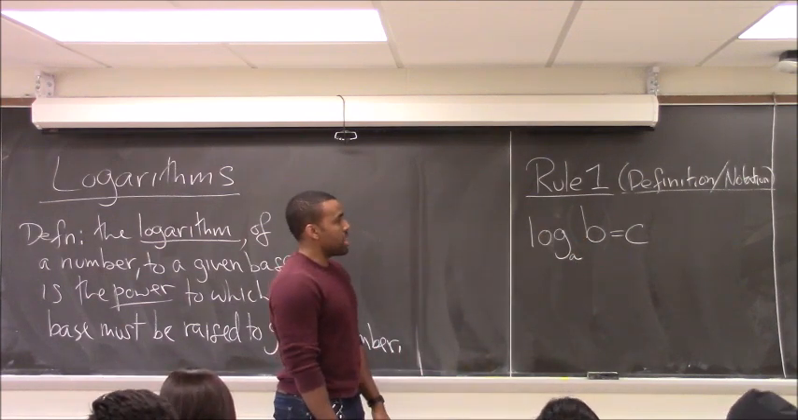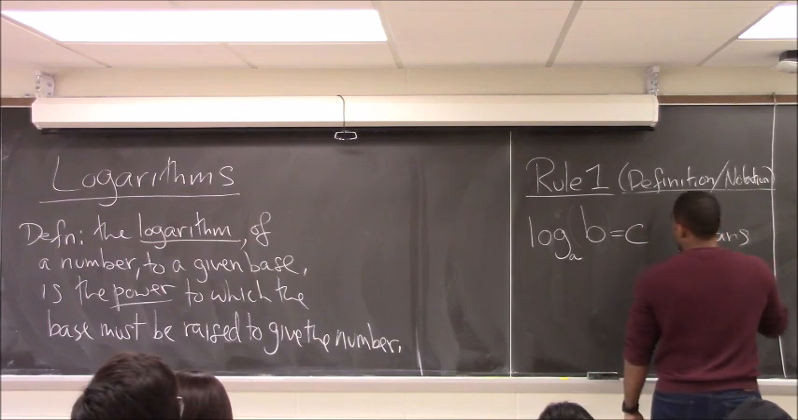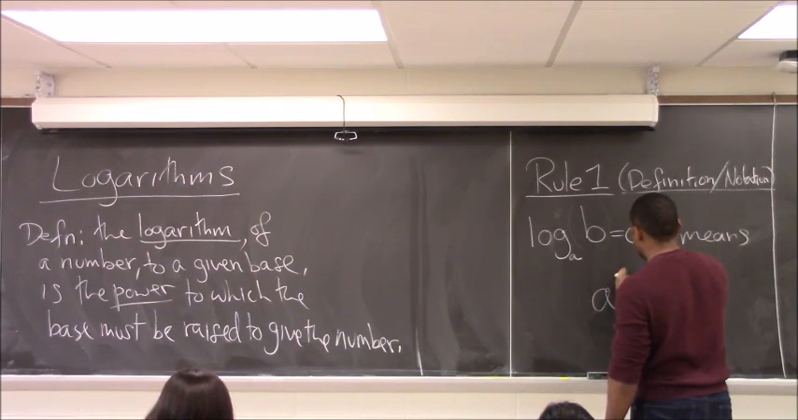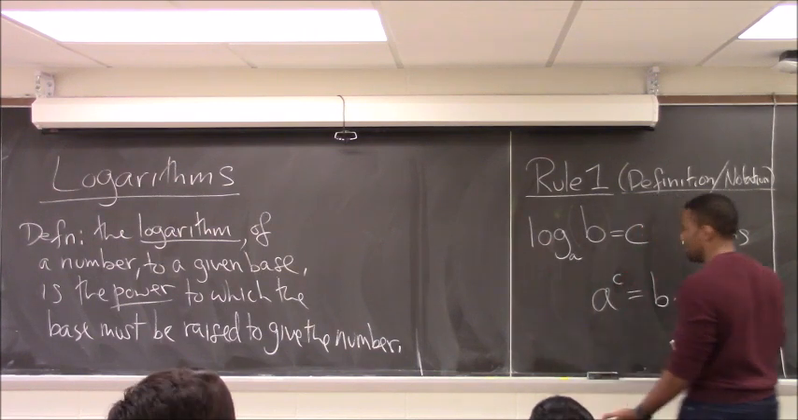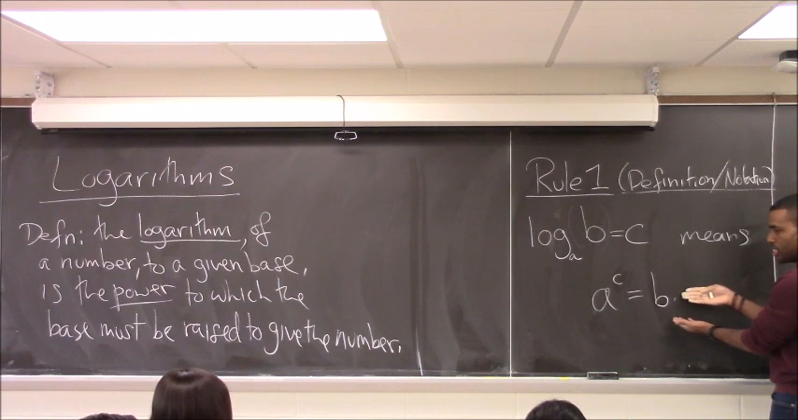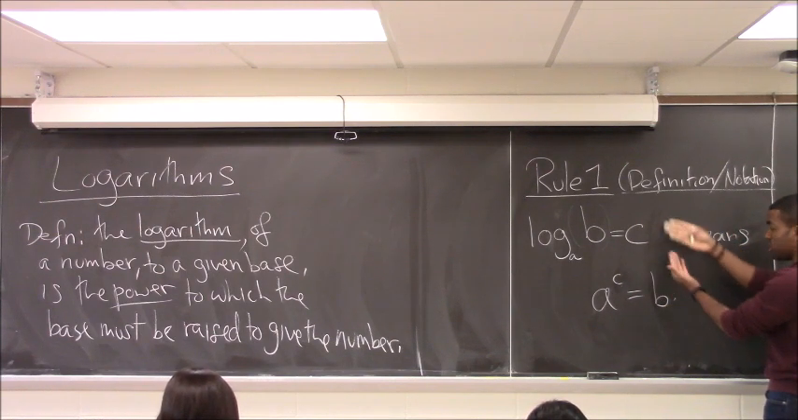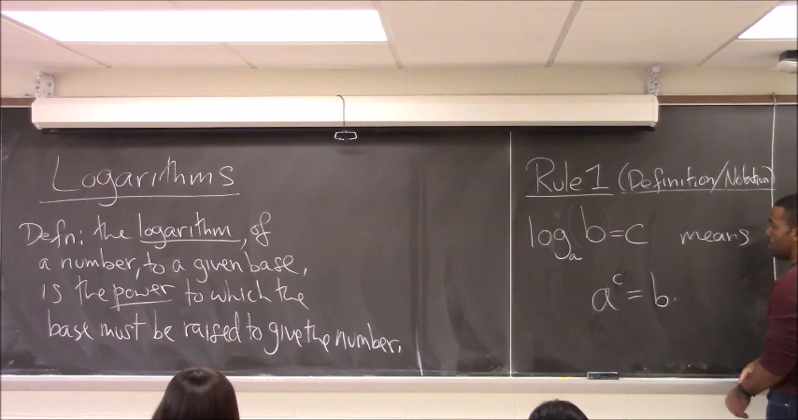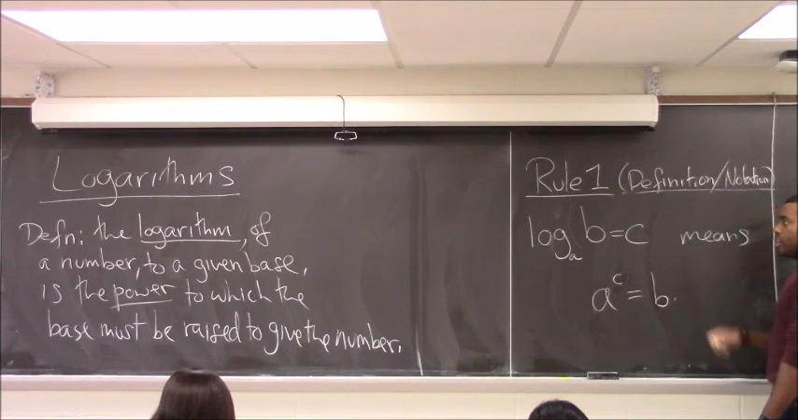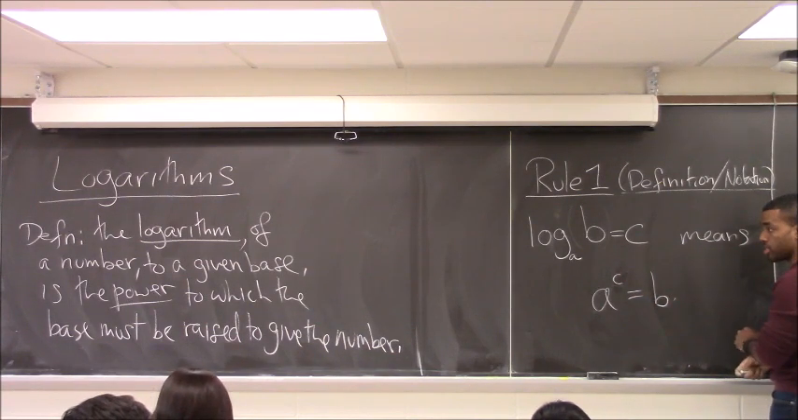So basically when you write that, what it means is, if I take a raised to the c, I get b. They mean the same thing, right? So I can write this equation, which is an equation with an exponential, or I can write that equation. These two equations say the same thing. Basically, when you want to solve for the power in an equation, you can use a logarithm. The logarithm really makes the power the subject of the formula.